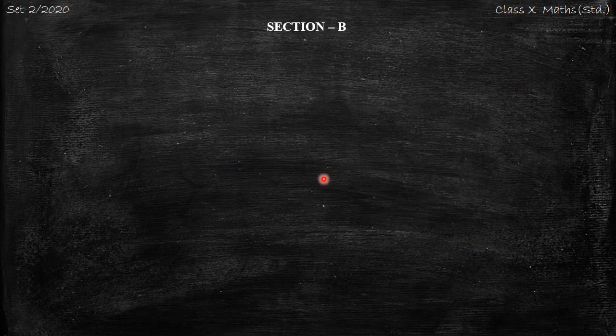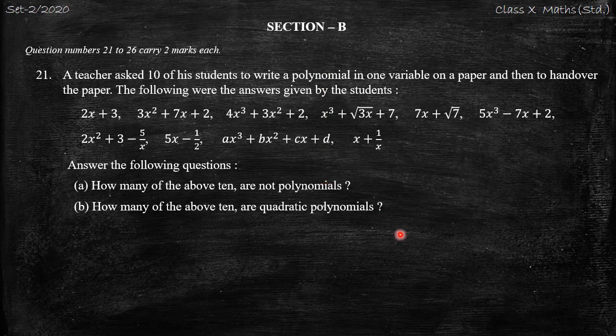Okay, section B. There are 6 questions in section B of 2 marks each. This question is related to the definition and types of polynomials. There are 10 expressions given here. You have to find how many of the above 10 are not polynomials and how many of the above 10 are quadratic polynomials.